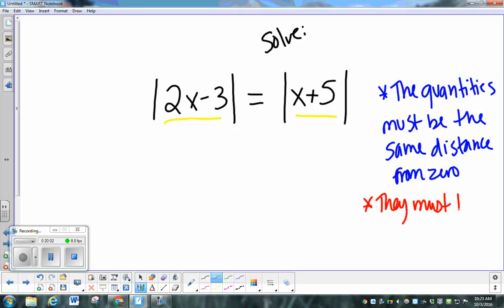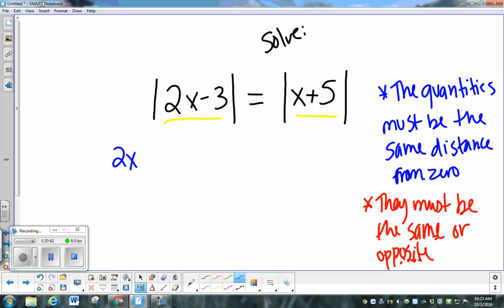So if they're the same distance from 0, they might be the same number, because 7 is the same distance from 0 as 7. Or they might not be the same. What else could they be? Positive, negative. What's a word for that? Starts with an O. Opposites. So they're either the same number or opposite. Opposite numbers are positive and negative of the same number. This is kind of a hard thing to think about. It's kind of tough.